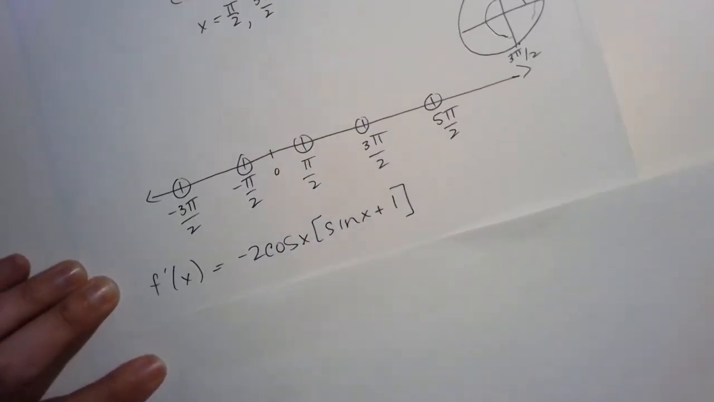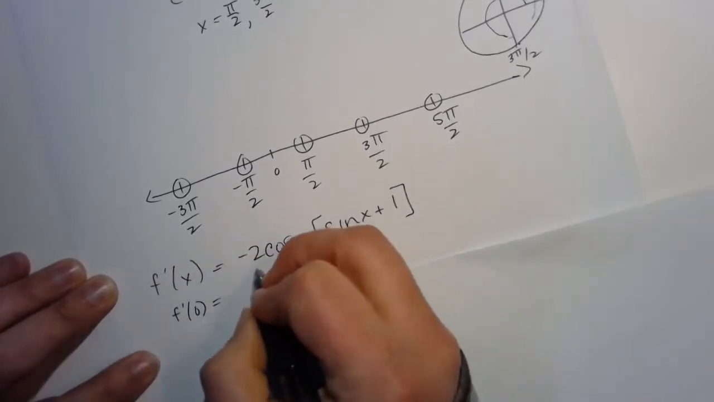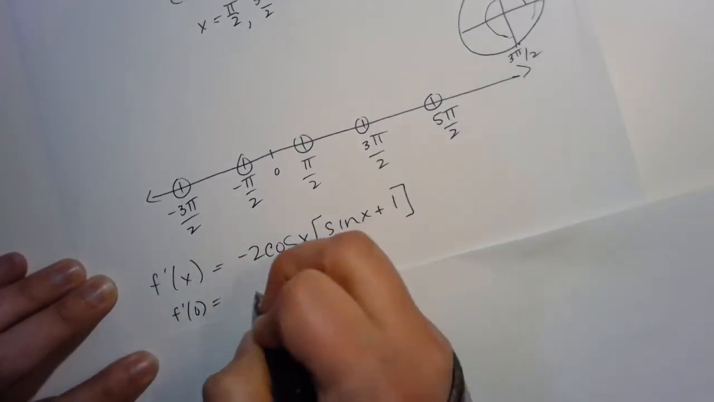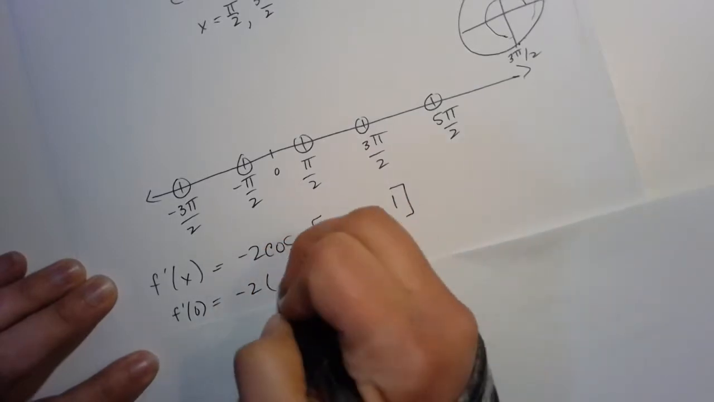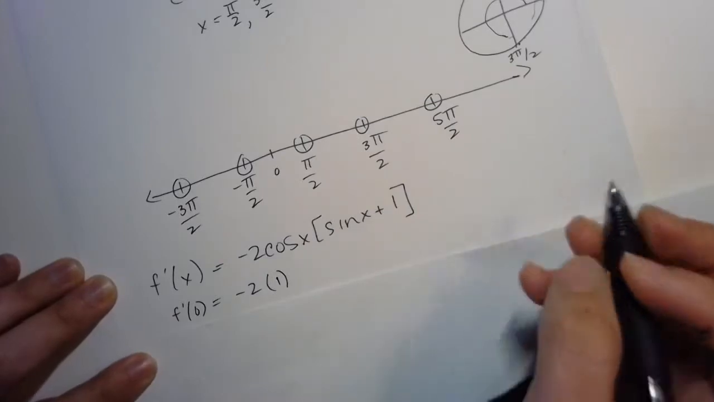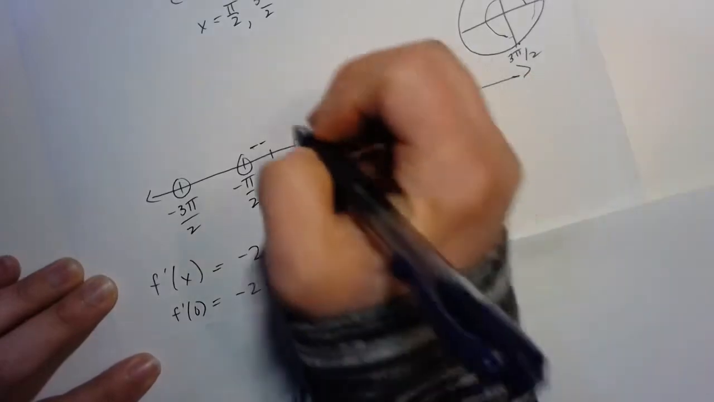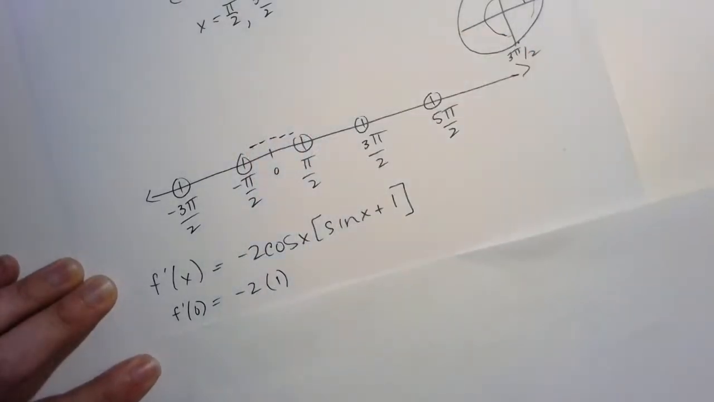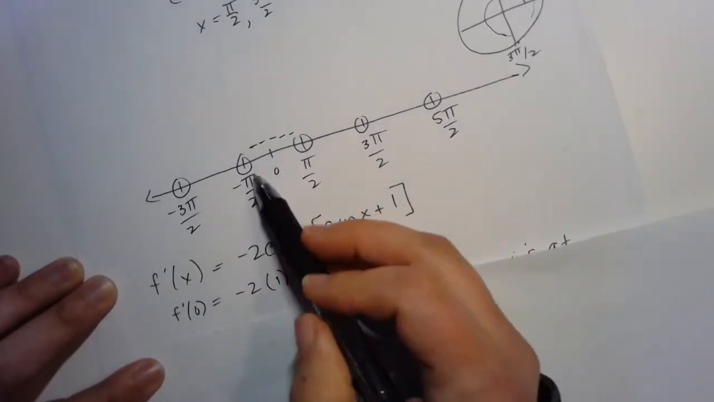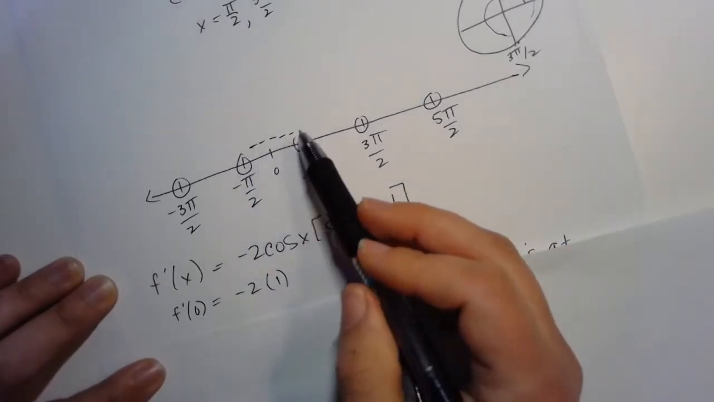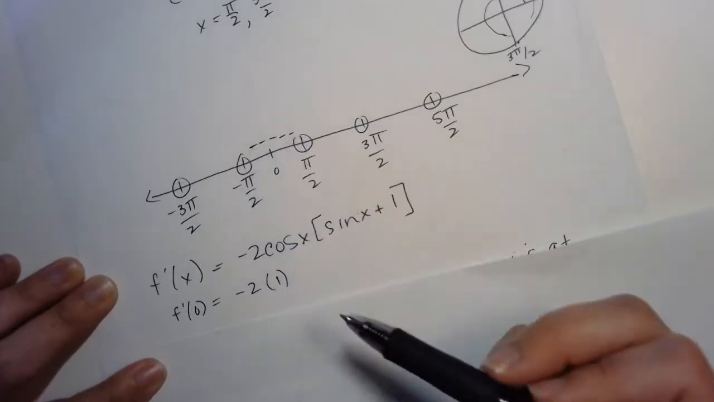All right, so if I plug in 0 here, f prime of 0 is going to give me cosine of 0 is 1, so this is going to be negative 2, and then sine of 0 is 0, so then I get plus 1, so I get negative 2 times positive 1. Actually, the derivative is 0 here and here, but my sign of the derivative at 0 and in between these two places is negative, okay?